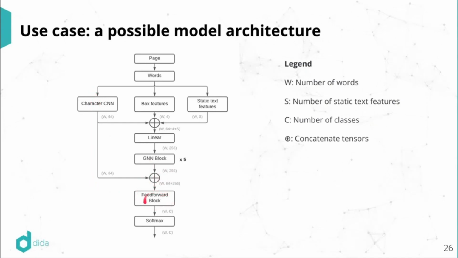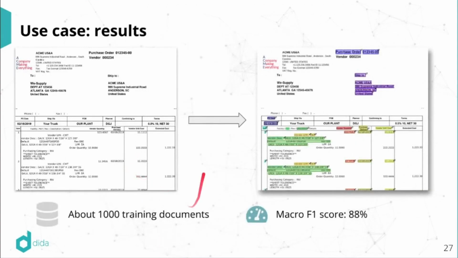And then at the end, you add a feed-forward block, a softmax, and out of this come probabilities for each word to belong to each of the categories, each of the classes into which you want to classify. So that's it. This is pretty much the model we used in this project. Out of about 1,000 training documents, we got a model with an 88% F1 score, which is very good. It's better than a previous system our client had in place where they had to manually label each type of each new table layout that appeared to them. It also worked better than a prototype that we had developed earlier, which was based on random forests. So that was a pretty big success for us.